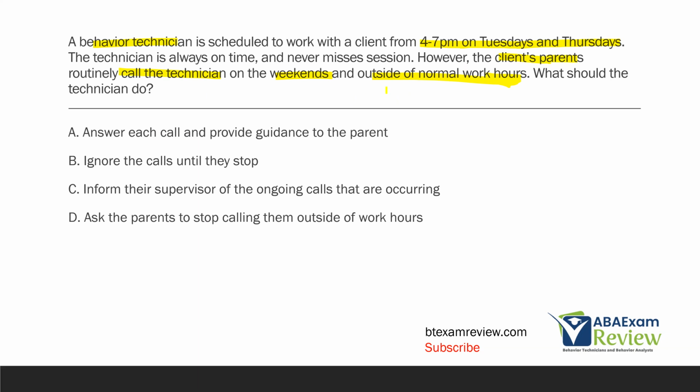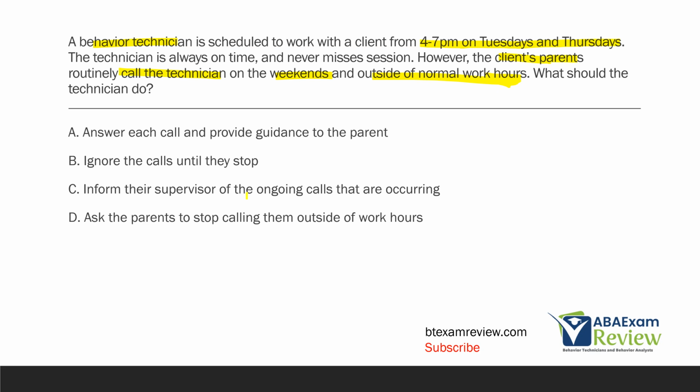So in this case, what should the technician do about these calls outside of work hours and on weekends? A, answer each call and provide guidance to the parent. It's not your job. That's the supervisor's job to provide this guidance and this parent training outside of these sessions. It is not the technician's job. B, ignore the calls until they stop. Well, you can't just ignore them. We still want to maintain that good relationship with the parents. So we don't just want to ghost them and ignore them altogether. We want to take action.